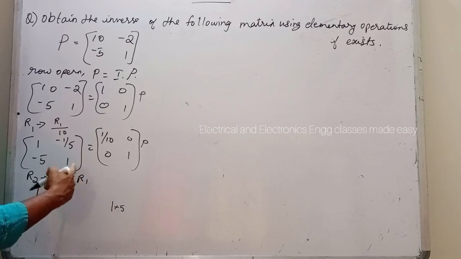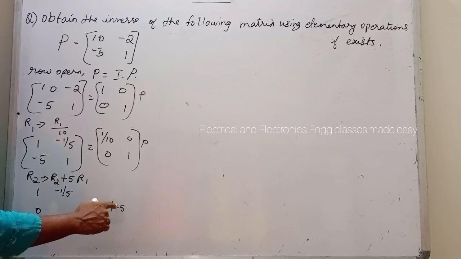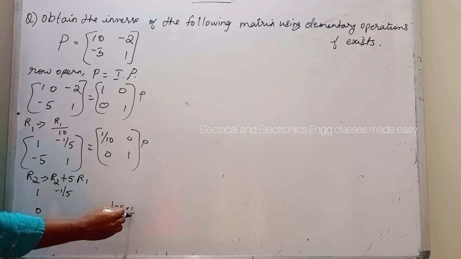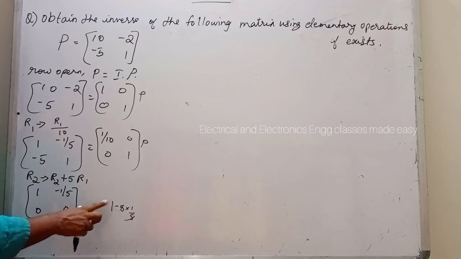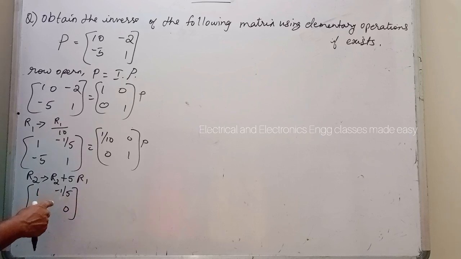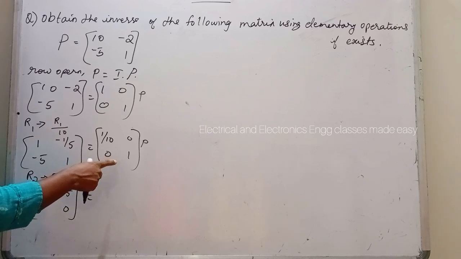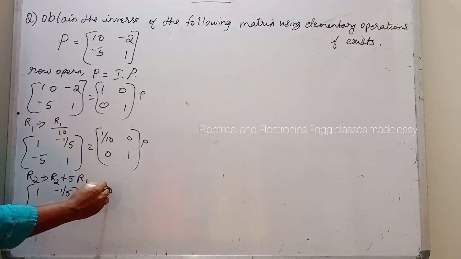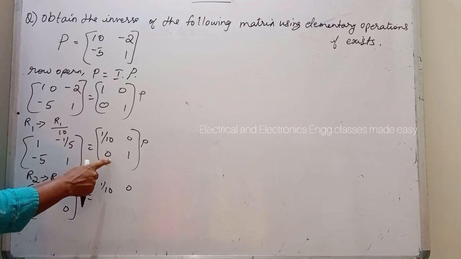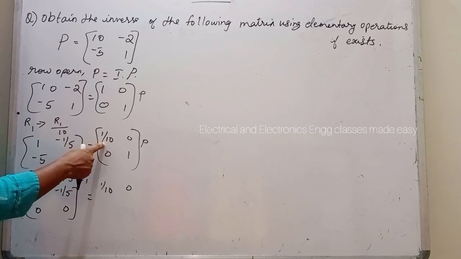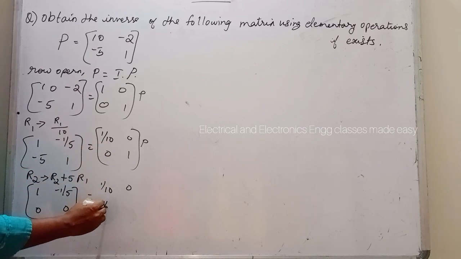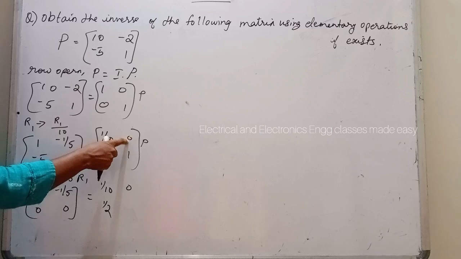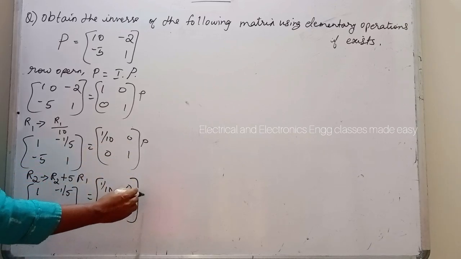plus 5 times R1. So minus 5 into 1 by 5. So here we will get 1 minus 1. So it is 0 here. So here also after applying we will get 1 by 10, then 0. So R2 is R2 plus 5 times R1. So 0 plus 5 by 10, that is 1 by 2. Then 1 plus this one, that is 1 into P.